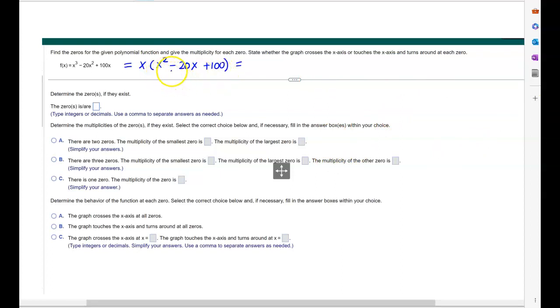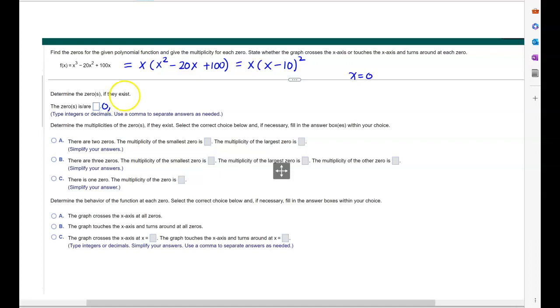The next step is to factor this quadratic factor, x squared minus 20x plus 100. That can be factored as x minus 10 squared. That's a perfect square trinomial. So now we have our polynomial function in factored form. Let's determine the zeros. The zeros are the zeros of each of the factors here. So you equate each factor to 0 and solve for x. For x, you equate that to 0, and you have x equals 0. So one of the zeros is 0.